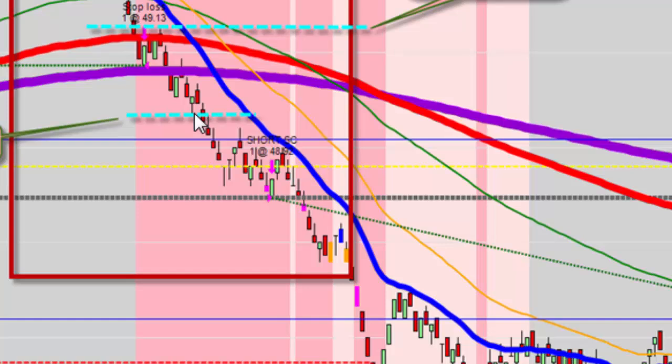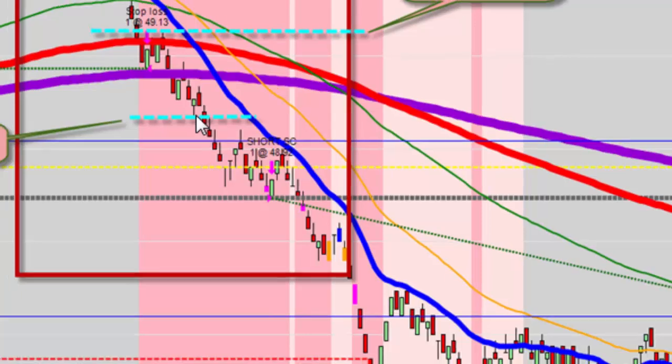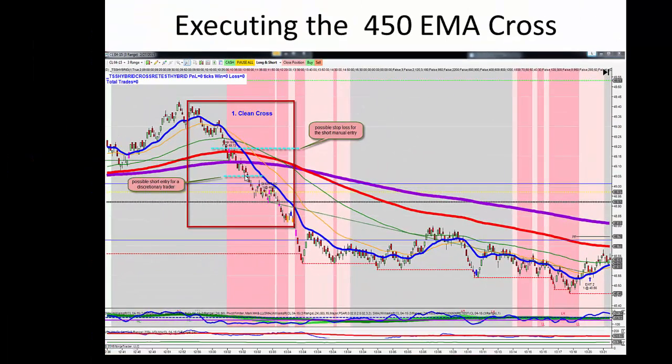This is the play. It's an aggressive play, yes, as the down cross is still very premature because we are trying to anticipate the down move, and you understand this. It's a clear concept. The automatic entry is more conservative. Why? Because it is triggered after the 450 moving average became slightly downtrending, so it's less aggressive.